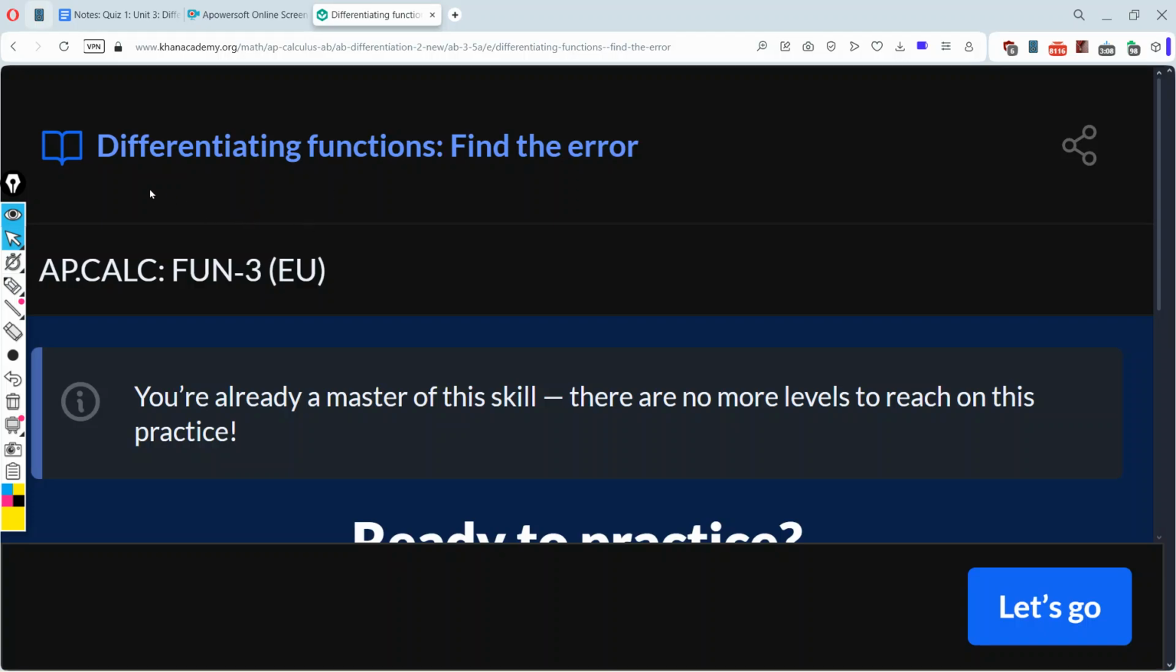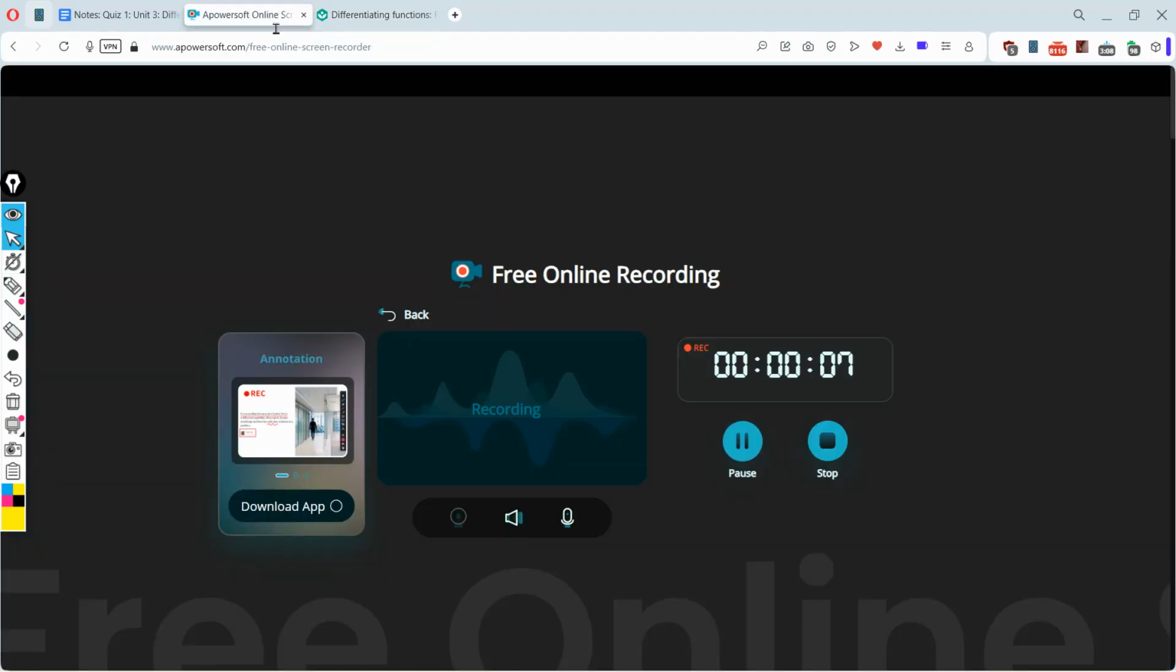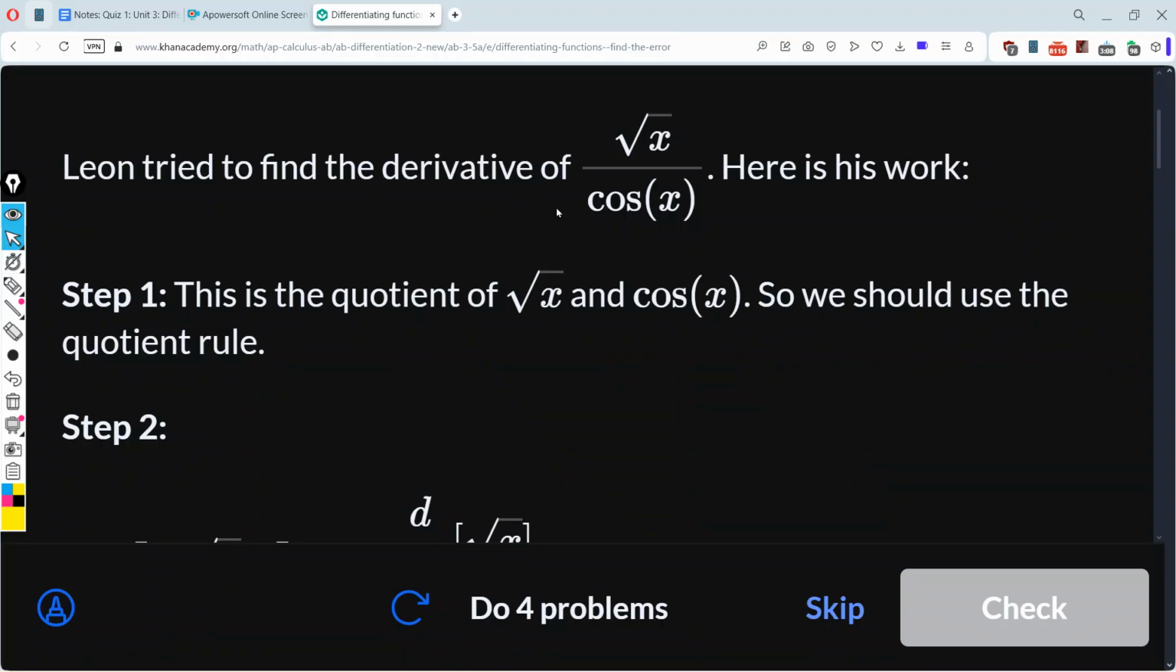This will be for the exercise, differentiating functions, find the error. All right, Leon tried to find the derivative of radical x over cosine of x. Step one, this is the quotient of radical x and cosine of x, so we should use the quotient rule. That's correct. This is a quotient, something divided by something.